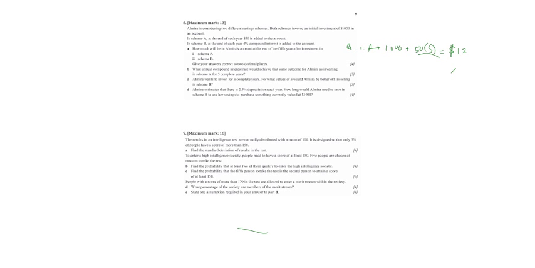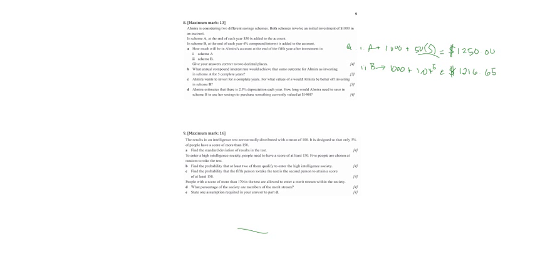$1,250.00. For scheme B, it's compounded interest. So the principal plus the compounded interest of 1.04, because 4% is added, raised to 5. That gives us $1,216.65.